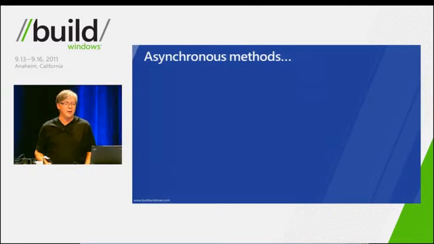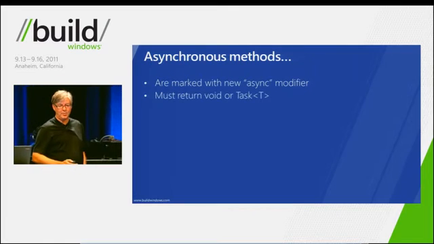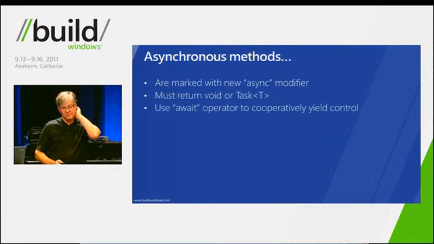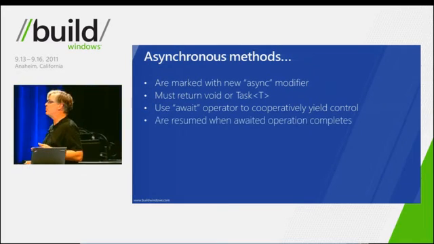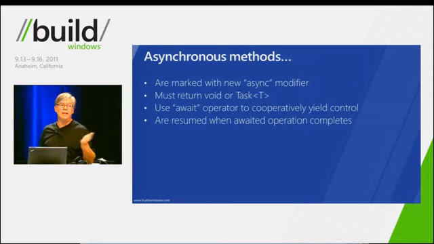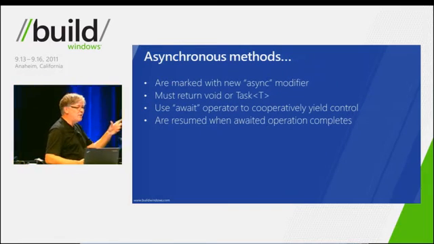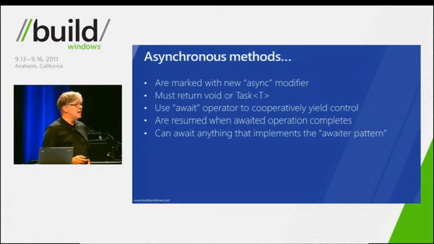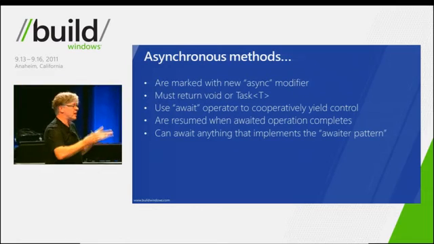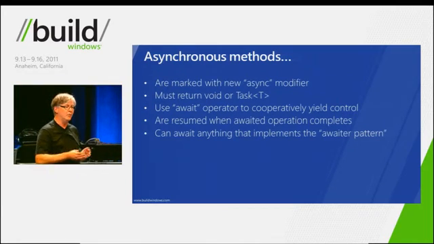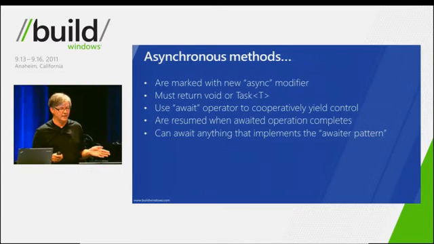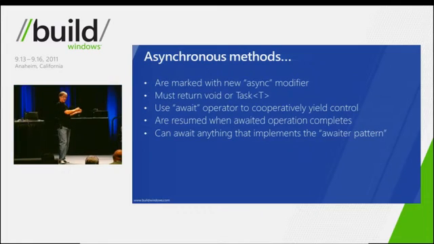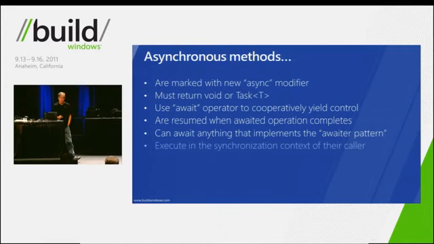And sum up a little bit about asynchronous methods here. As you saw, they're marked with an async modifier. They must return Task of T. You use the await keyword to cooperatively yield control, and asynchronous methods are then resumed when the awaited operation completes. The interesting thing is we actually do this await operator through a pattern. Any object that implements the appropriate pattern of methods can be awaited. And that's the reason why you can both await Task of T's and async operations, and you can even dream up your own things and await them if you so care to.